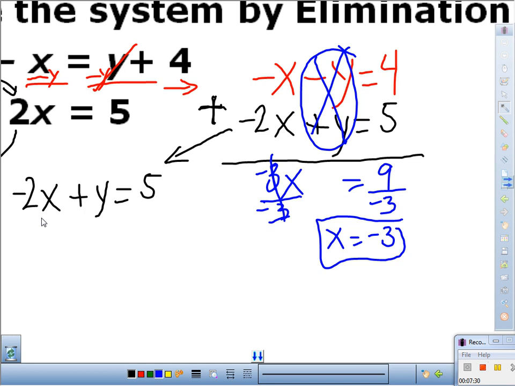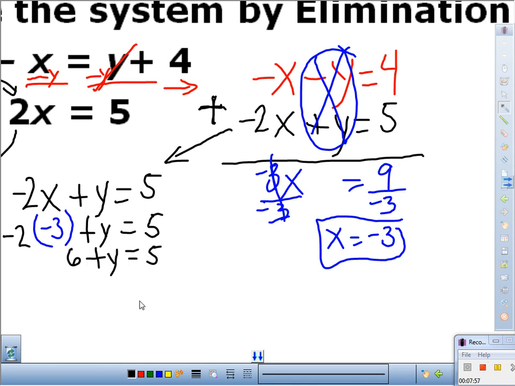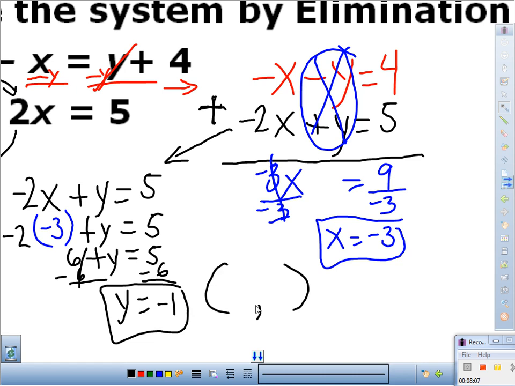Negative 3. Make sure when you're substituting, look up. You always open parentheses like so, right underneath. You see what else needs to come down other than whatever you're substituting: negative 3. Bring down the negative 2, the plus, the y, and the 5. Okay, let me finish. What is negative 2 times negative 3? 6 plus y equals 5, and let's solve for y, so we subtract 6. y equals negative 1. Therefore, the solution is negative 3, negative 1.